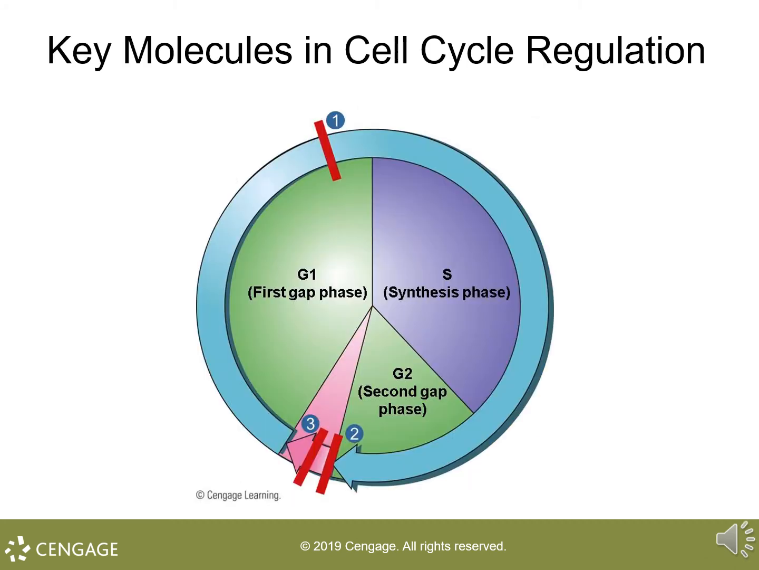As you can imagine, things can go wrong during this process. Maybe we don't need the cell to make another copy of itself, like that area is all full, we don't need any more cells. Maybe the DNA isn't copied properly, or maybe the chromosomes don't line up correctly. And so we've got a lot of different checkpoints in this cycle.